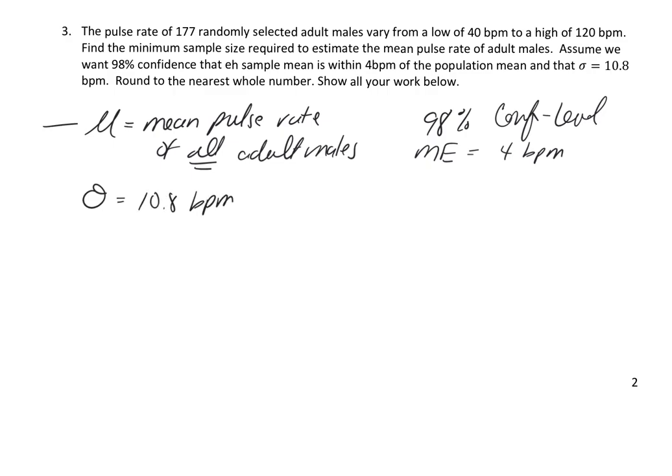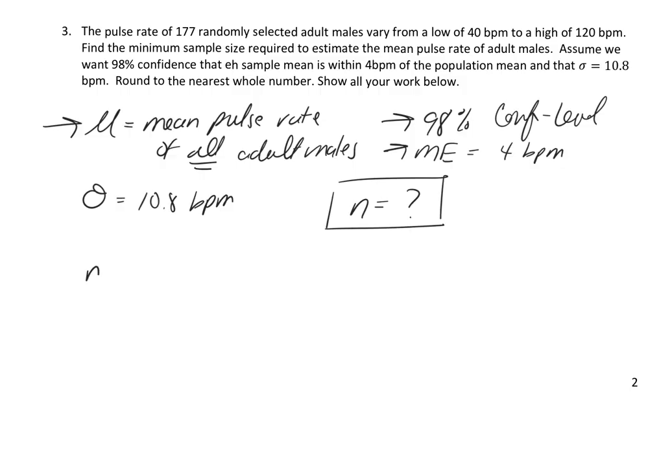So in order for us to estimate mu with 98% confidence and be within 4 beats per minute, we need to ask ourselves, how large of a sample would we need? So how many adult males would I have to calculate their pulse rate for so that I can estimate that mean value at the population level?